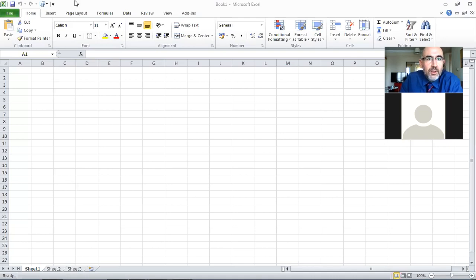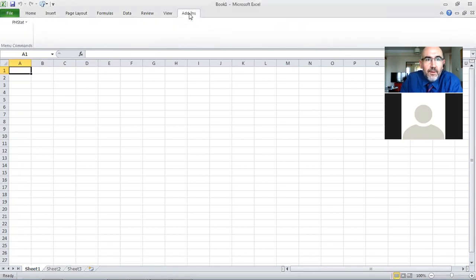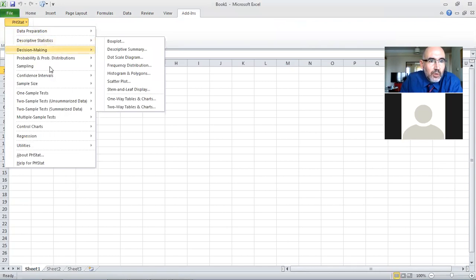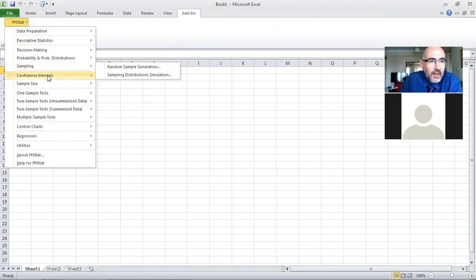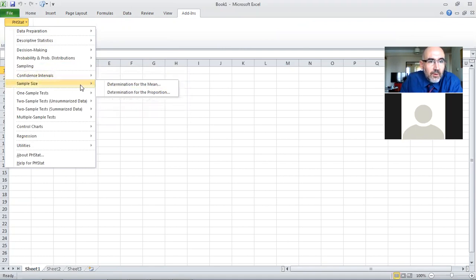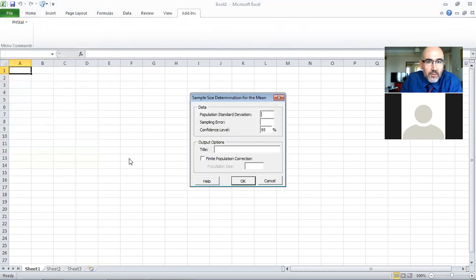Okay, and so we have the regular PhStat add-in right here, and we could go to sampling, confidence intervals, sorry, and below that we have sample size. So let's just look at the computation of the sample size requirement for the mean.